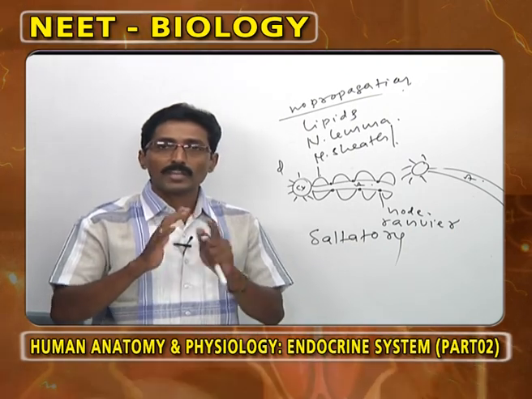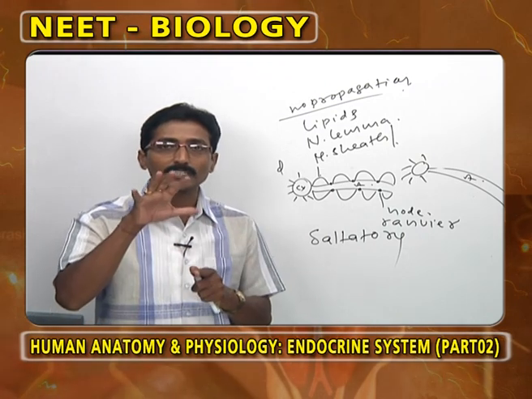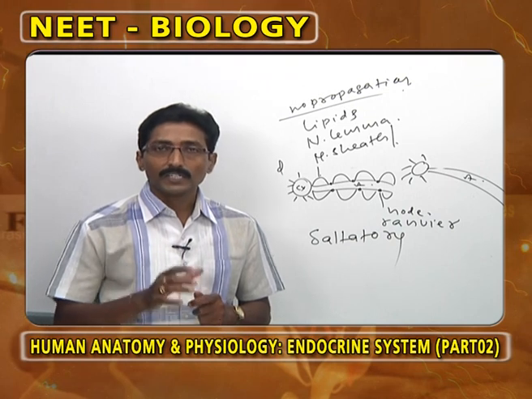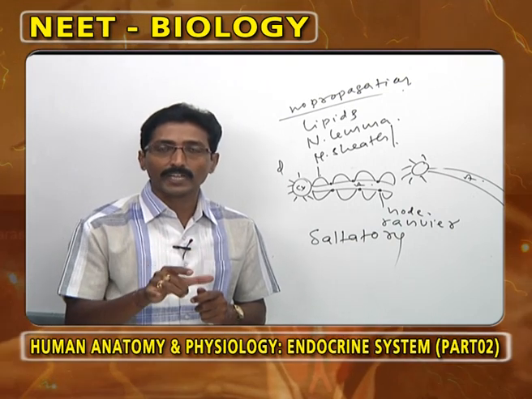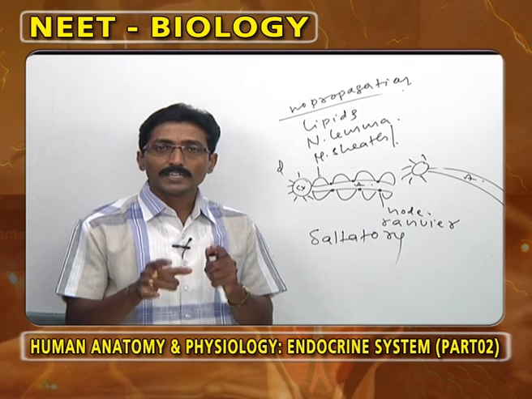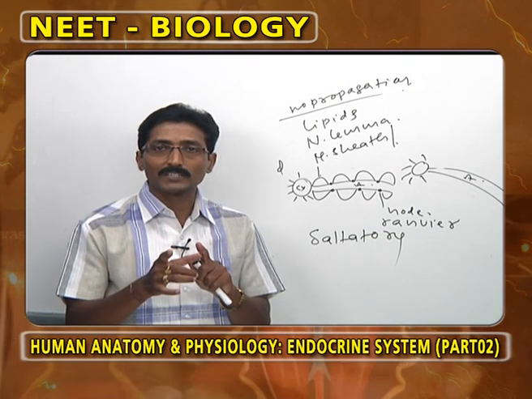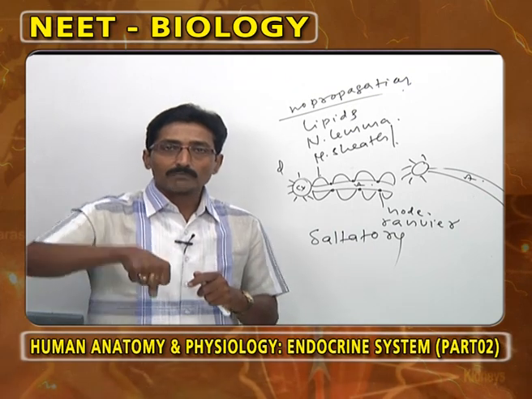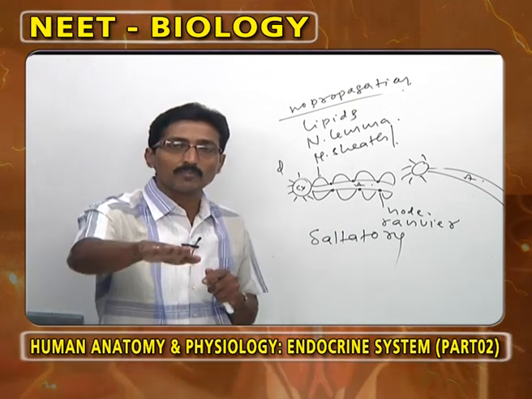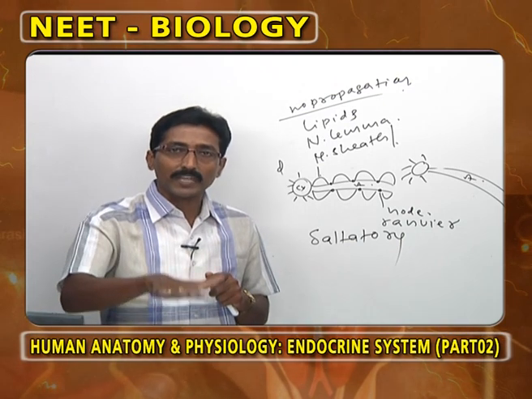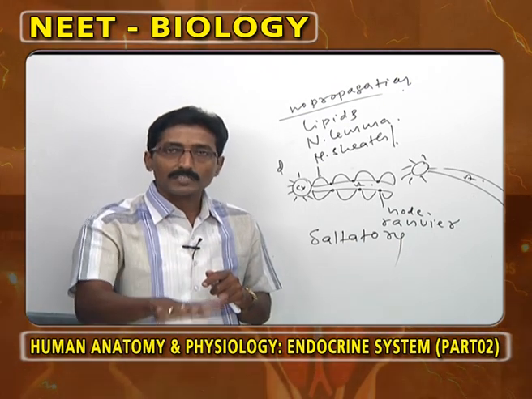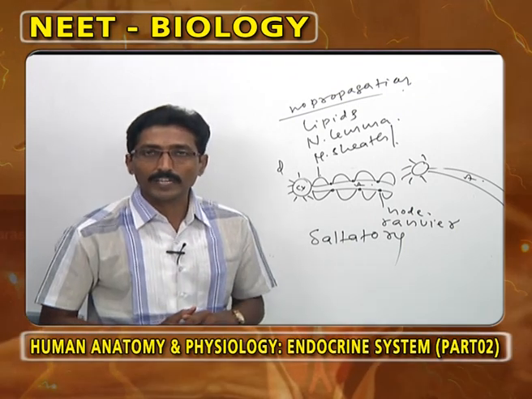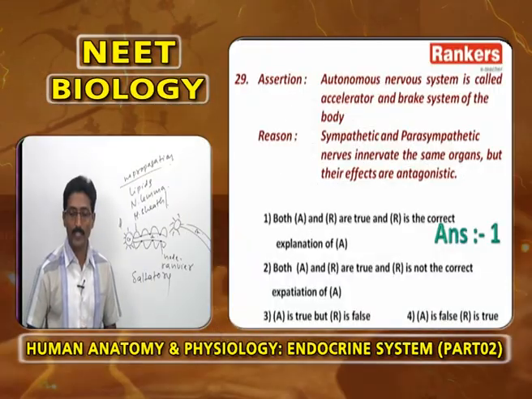So in our body, all activities are at a balanced state. The autonomic nervous system is called accelerator and braking, because in the autonomic system, sympathetic and parasympathetic functions are antagonistic. They work oppositely. Because of the accelerator, the vehicle moves forward. Because of applying the brake, the vehicle stops. Like that, sympathetic and parasympathetic work. So both are correct, and the reason explains the assertion.